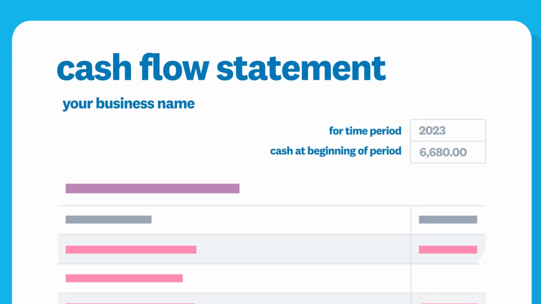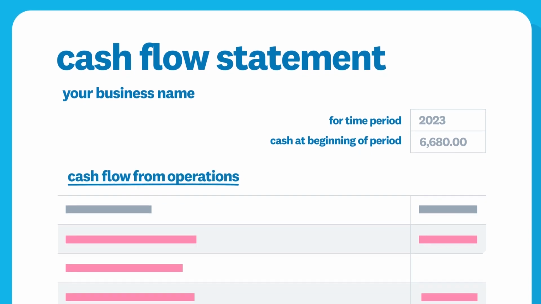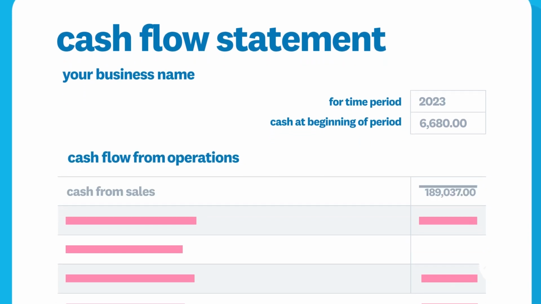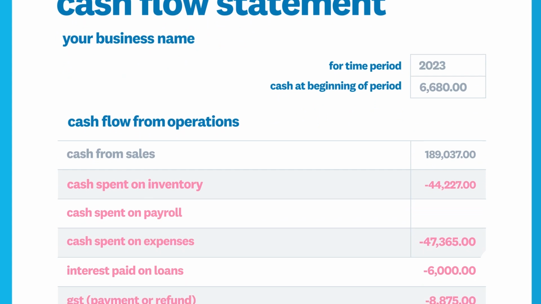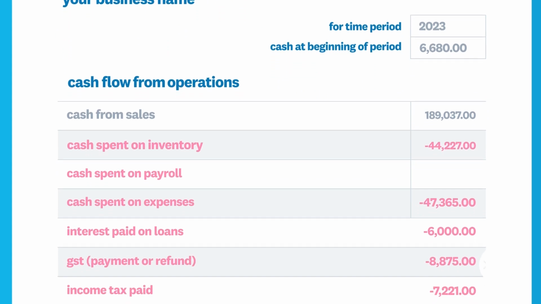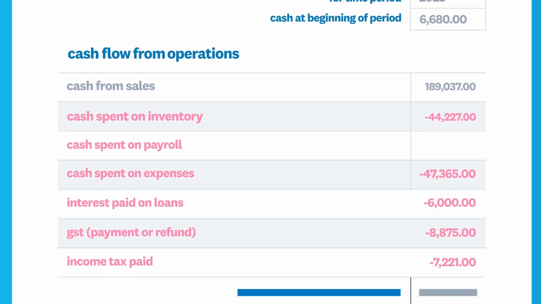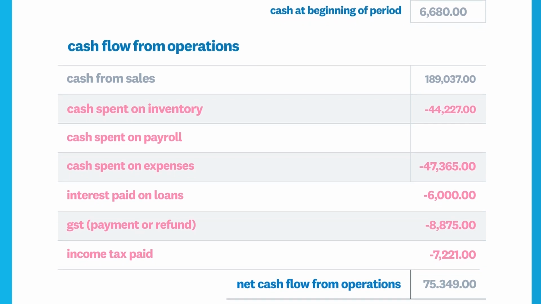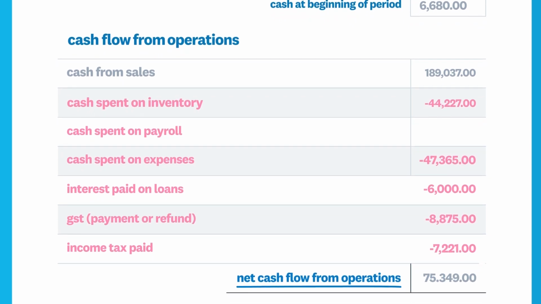Next, you'll typically see a section called cash flow from operations. This will show the cash coming in from sales and the cash spent running the business. Things like inventory, payroll, and basic expenses. The total of these amounts will show the overall effect of operations on cash flow.